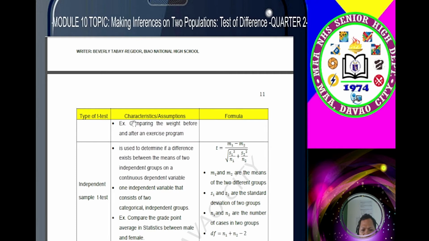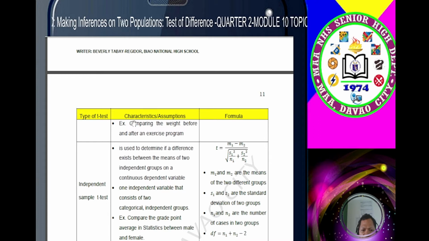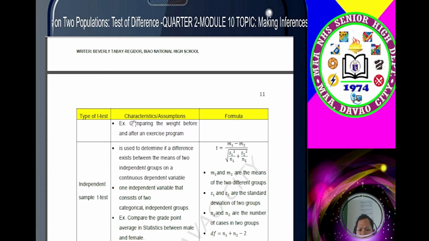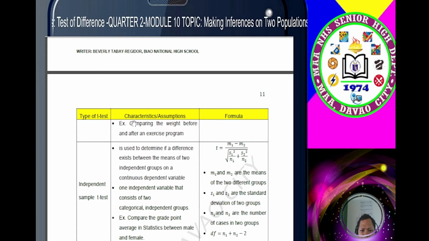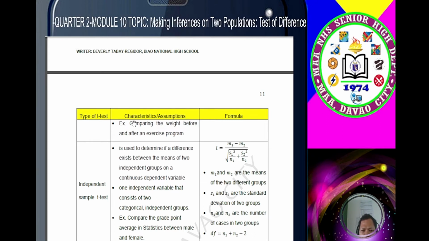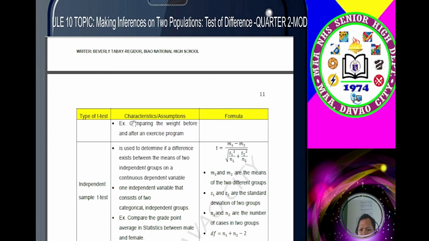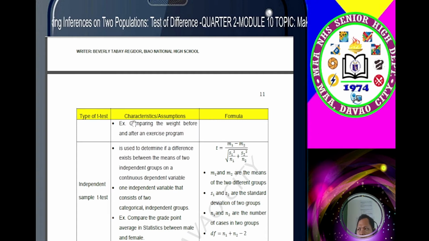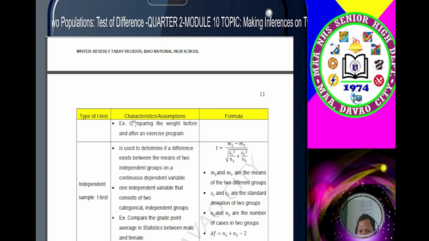So one independent variable that consists of two categorical independent groups. For example, here is comparing the grade point average statistic between male and female. Okay, so remember the variables needed here. For our independent variable, it's a categorical variable, so it could be gender, for example male and female, compared on, for example, weight or height. Okay, that is your dependent variable.